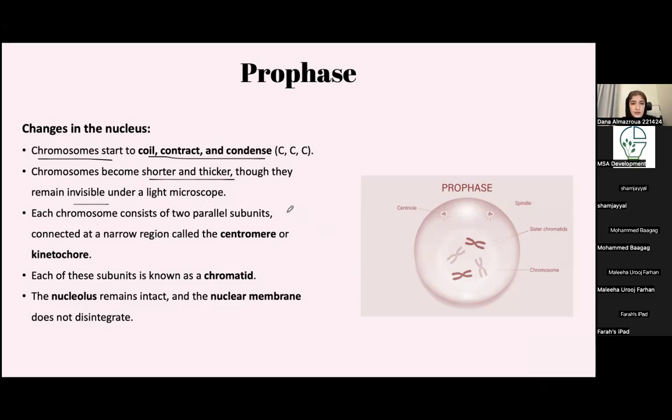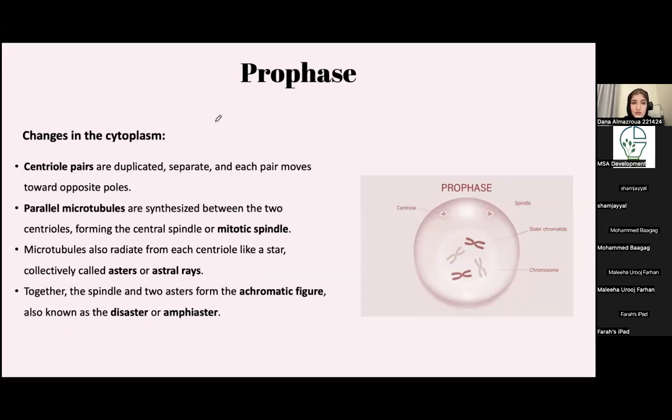Now, this is something I've mentioned earlier: the chromosome has 2 parallel subunits, which we call the chromatids, and these chromatids are connected by a centromere. Near the centromere is what we call a kinetochore, which is the name of a protein. This is just terminology for you to remember. Initially, again, the nucleus remains intact and the nuclear membrane does not disintegrate. Okay. Now, these are the changes that are happening mainly in the nucleus. We're going to move to the changes that are happening in the cytoplasm in prophase.